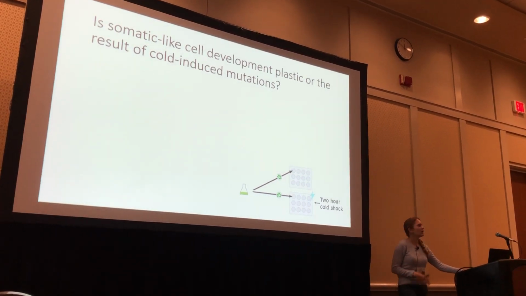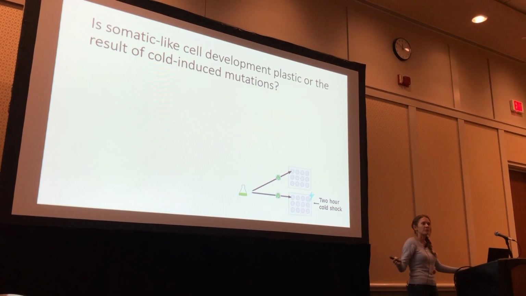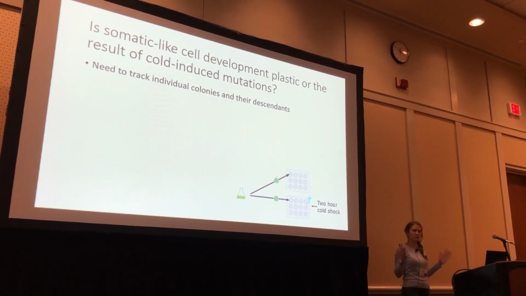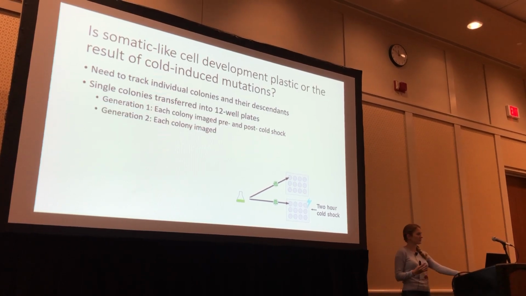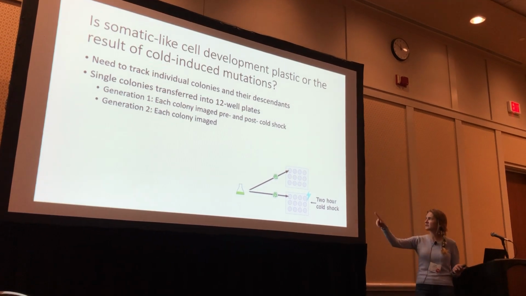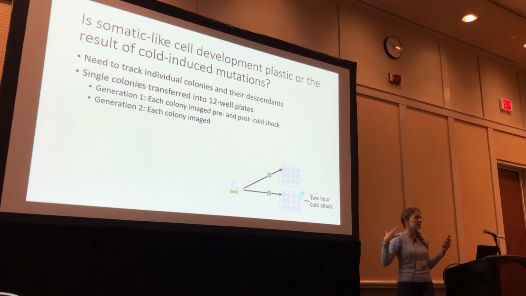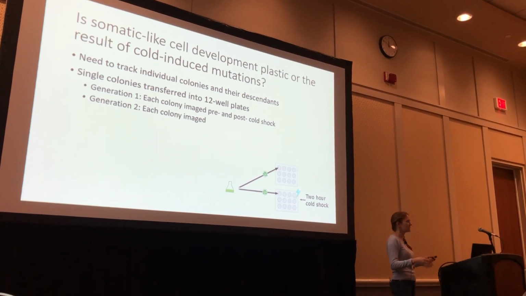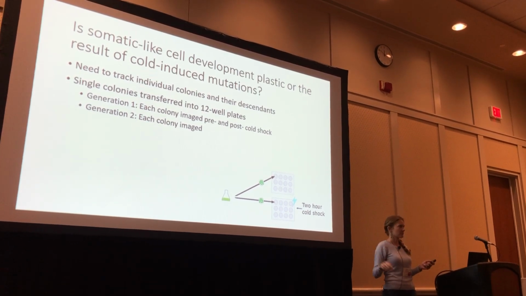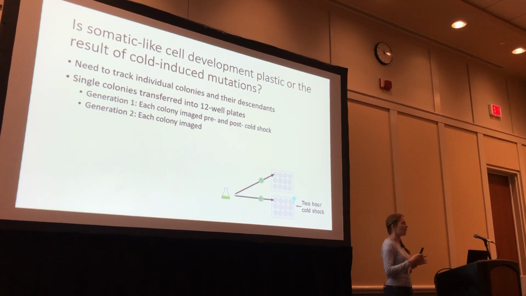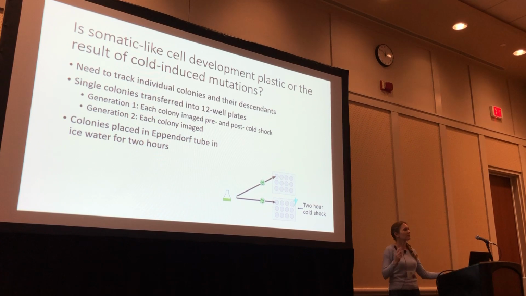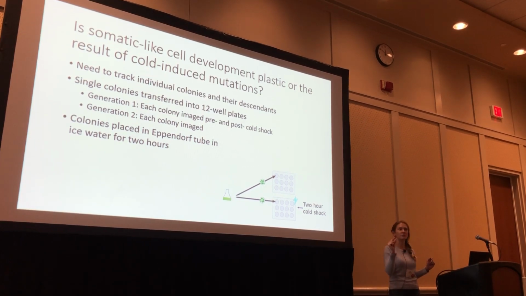So I showed you that these cells are similar to soma. Now I need to determine if they are in fact developing plastically. And to do this, I had to track individual colonies and their descendants. So I took single colonies out of a flask, and I transferred single colonies into individual wells in well plates. And then I imaged the colonies that I cold shocked directly. I imaged their offspring, and I also imaged their grand-offspring. And I did this cold shock by placing colonies in Eppendorf tubes in ice water.